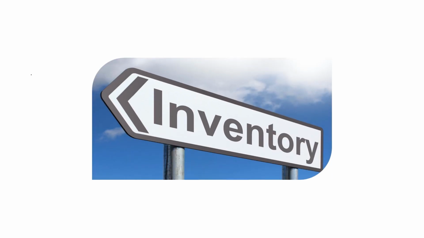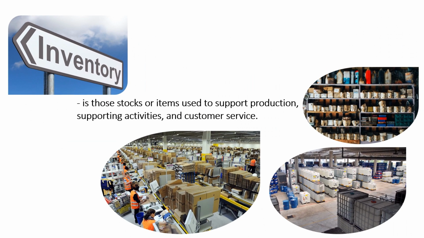Now let's discuss what inventory is. Inventory is those stocks or items used to support production, supporting activities, and customer service. In supporting production, these are the raw materials and work in process items. In supporting activities, examples are maintenance, repair, and operating supplies. For customer service, these are the finished goods and spare parts.